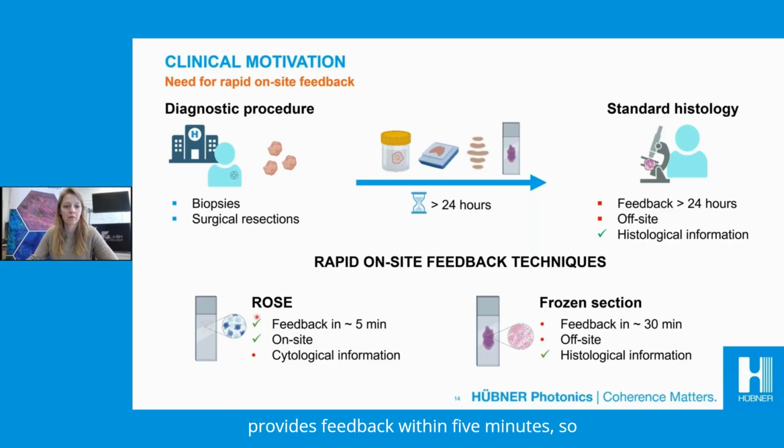ROSE is a method where they look actually at cellular samples. It is very fast. It provides feedback within 5 minutes, so that's excellent. You can do this on-site. However, it only provides you cytological information, not the histological information, and that limits the pathologist in making a diagnosis. The other technique that is currently present is frozen section analysis. Here you can actually see the histological information because they quickly freeze the sample and then they stain it. But this feedback takes you around half an hour, so the surgeon then has to wait for half an hour before he can proceed with his procedure.